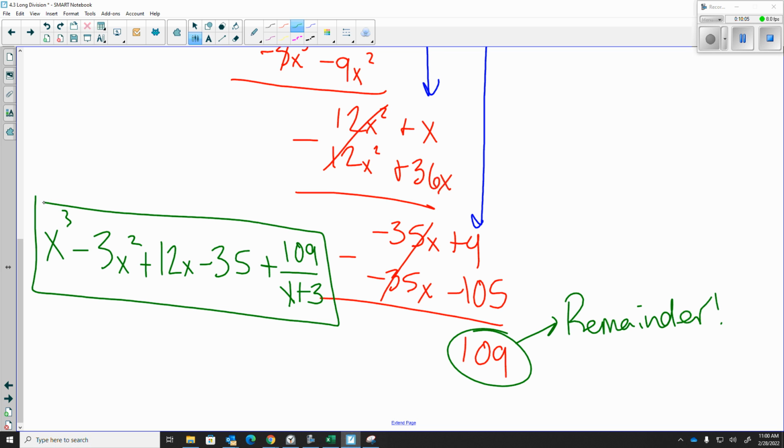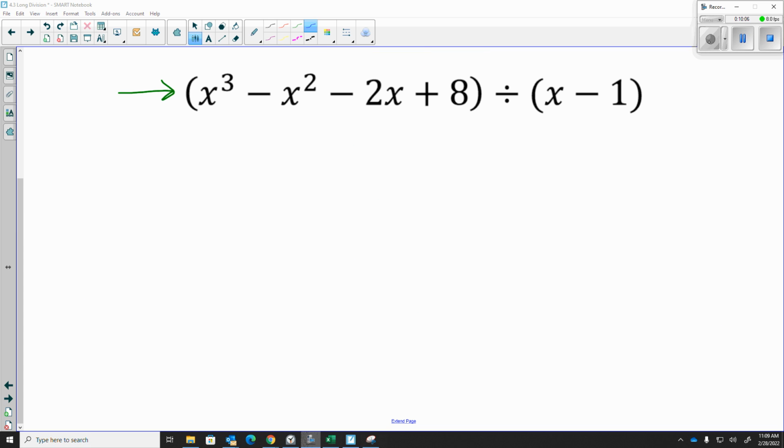Let's do it. So I start with this x minus 1, and then I put all this stuff in here. Am I missing any place values? No. I go 3, 2, 1, gone, so I'm not missing anything.